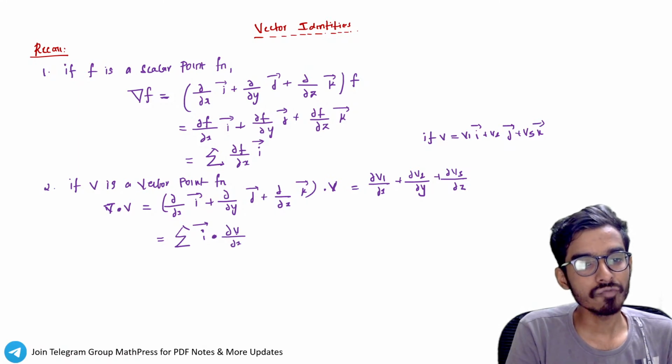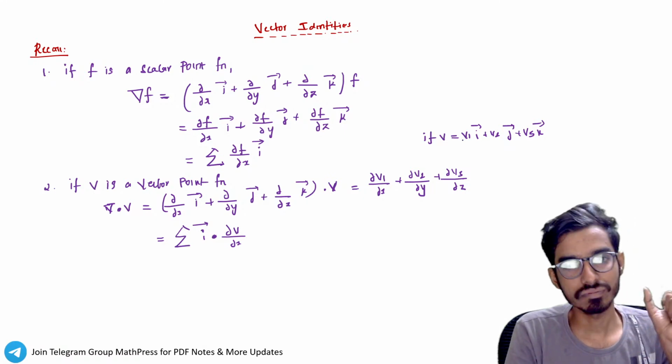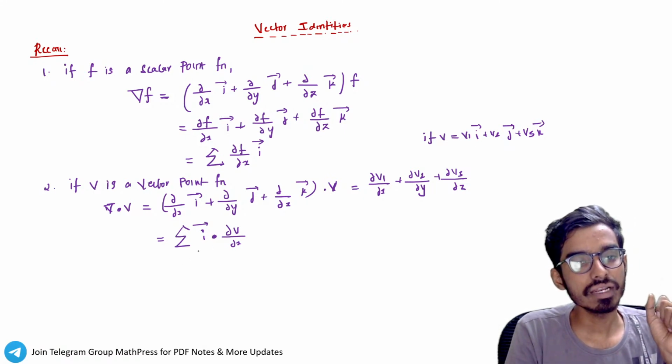So dou by dou x of v, and you make a dot product with i, you will have v1. And similarly, the next term will be j dot dou v by dou y, that is nothing but v2. Both are the same.